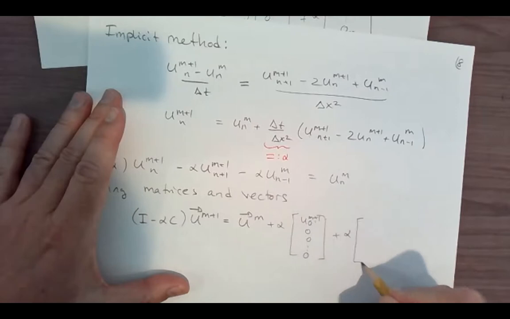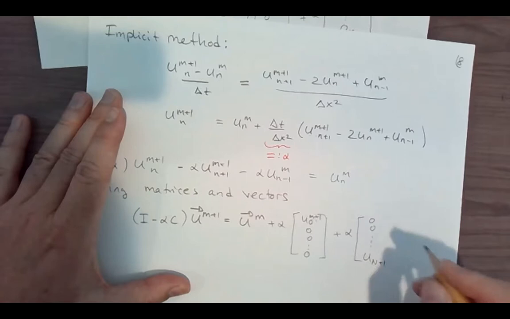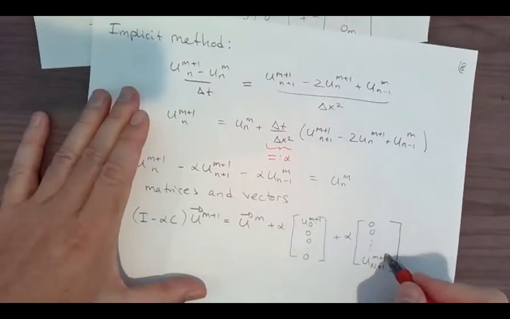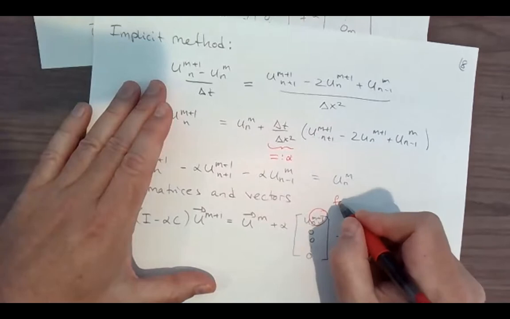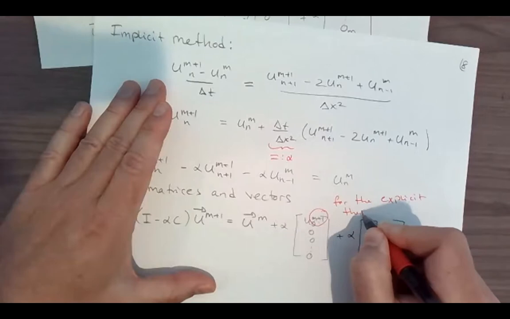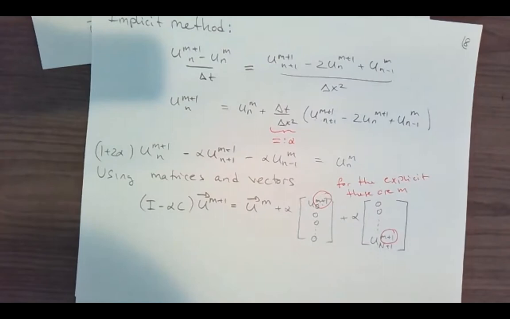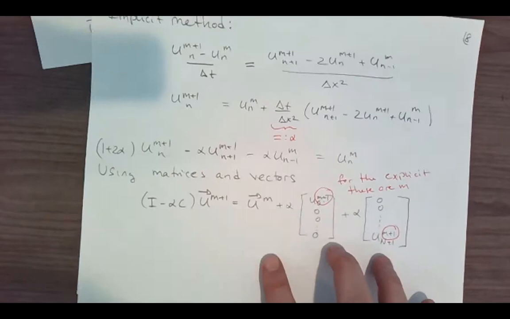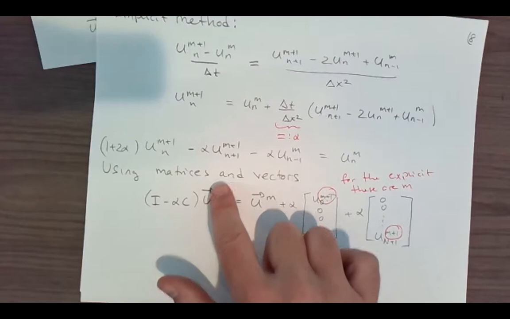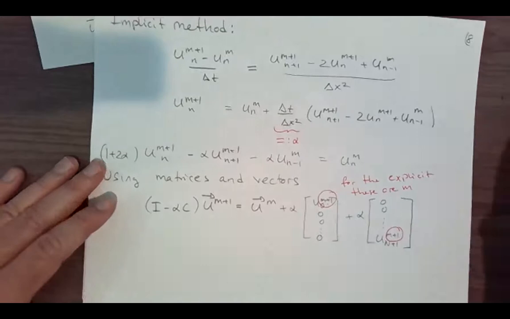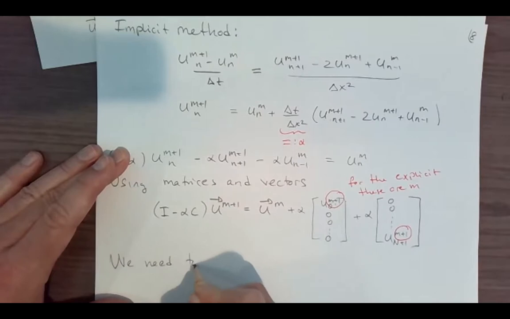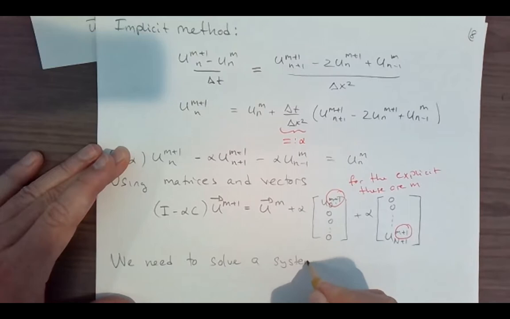And then here you have the high one, this is n plus one at m plus one. So these ones are m plus ones, and for the explicit, these are m's. This is how I would be able to express the implicit method. But you see now what is on the right hand side. This is all input, and on the left hand side, it's this guy here that I want. So we need to solve a system of linear equations.